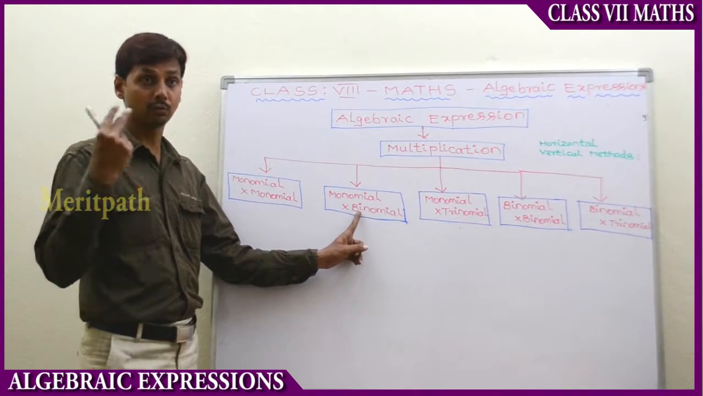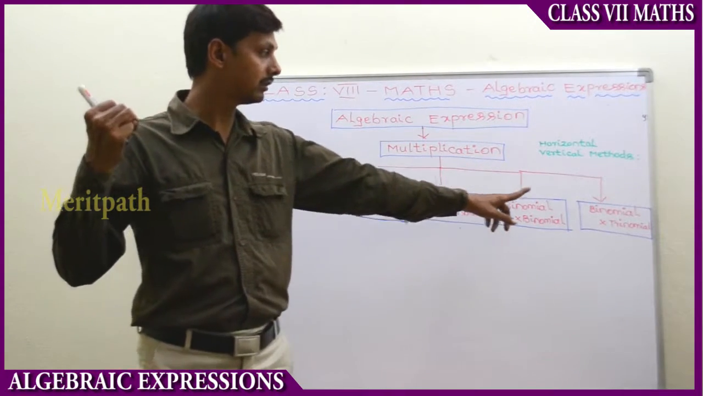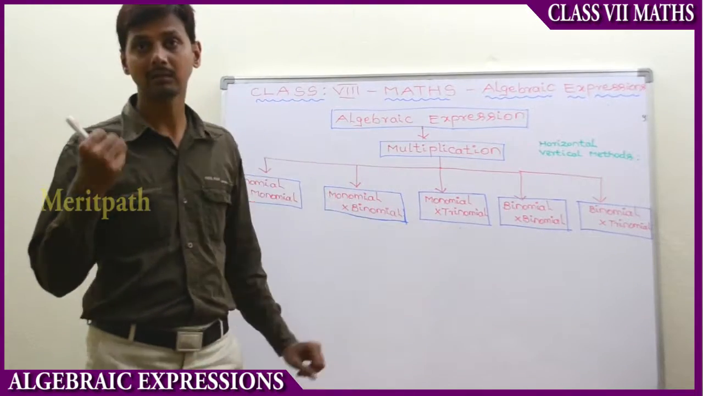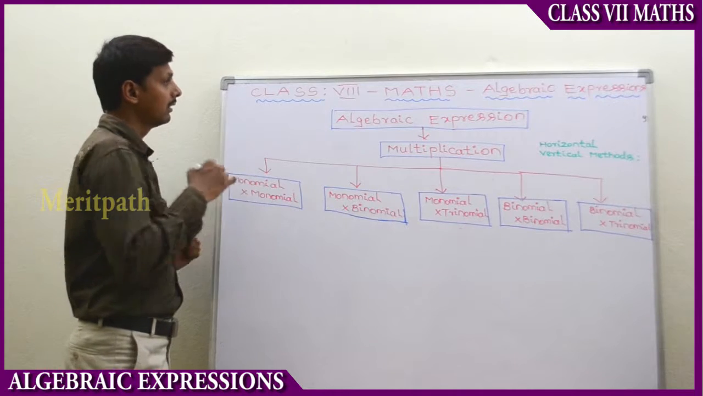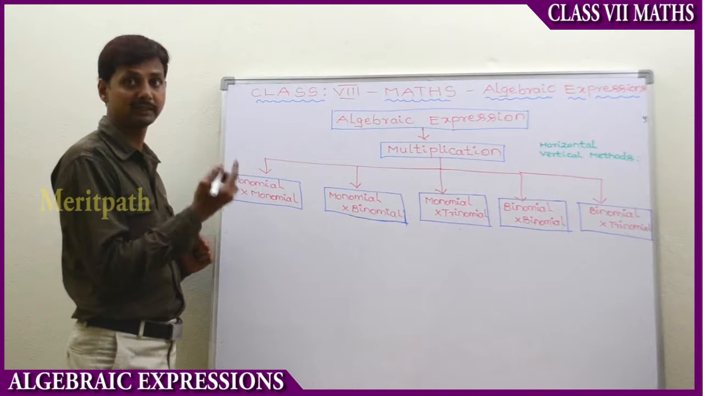So binomial has 2 terms, and trinomial has 3 terms. So let's take monomial. First we solve it using the horizontal method.